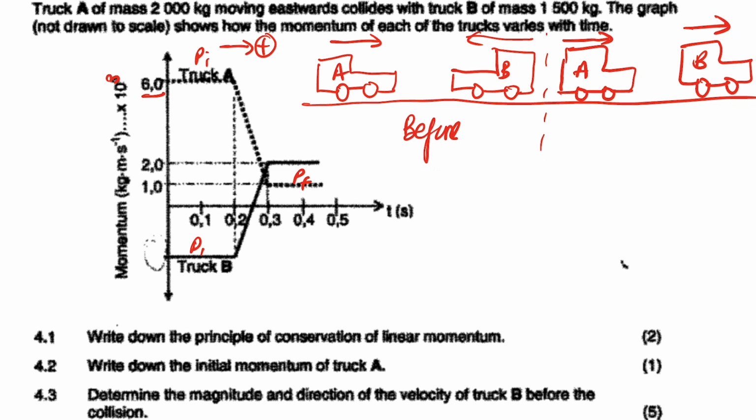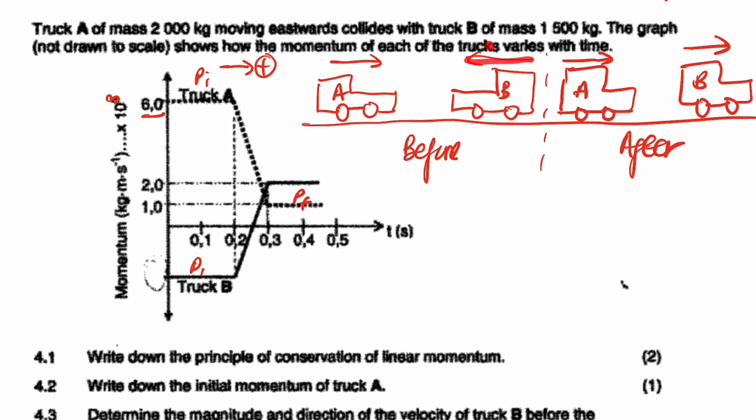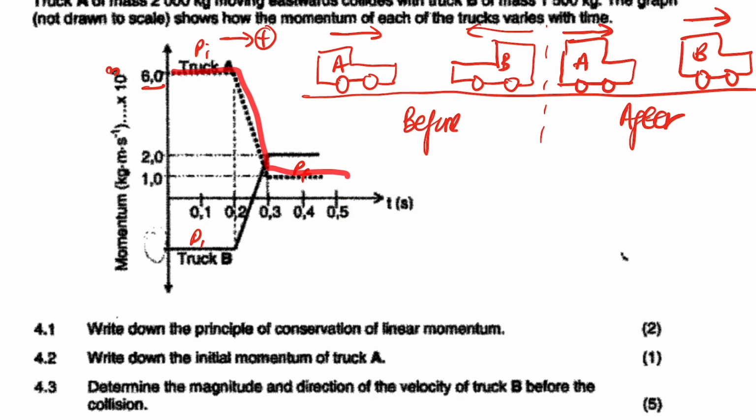This is before and this is after, right? Okay, let's move fast a bit. And then their contact time is from 0.2 to 0.3. That's the contact time there, guys. I hope I make sense. Truck B went in a different direction. It was going in the westerly direction before collision, and then it collided, and then it went in the opposite direction after collision. And truck A, it collided with truck B, and it still continued in the same direction, but with a lower momentum.